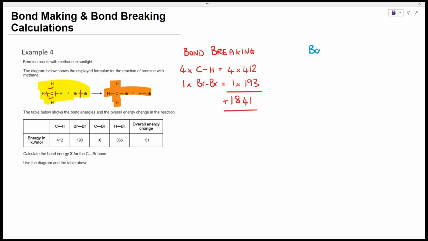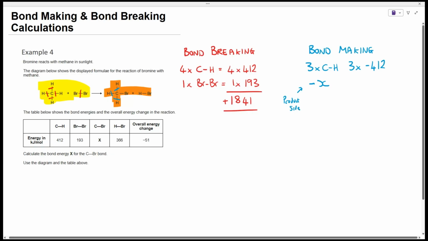So the bond making, remember all of these values have got to have minuses in front of them. So I've got 3 carbon to hydrogen bonds on this side, which is 3 multiplied by minus 412. So that's them 3 done. I've then got a carbon to bromine, which we're going to call X. There's only one of them, so that's just going to go down as a minus X. Now, the reason why it's a minus X is because it is on the product side. Okay, that is why I've got to put that minus in there. If it wasn't on the product side, it would have been a positive. Okay, so all of these numbers are negative.